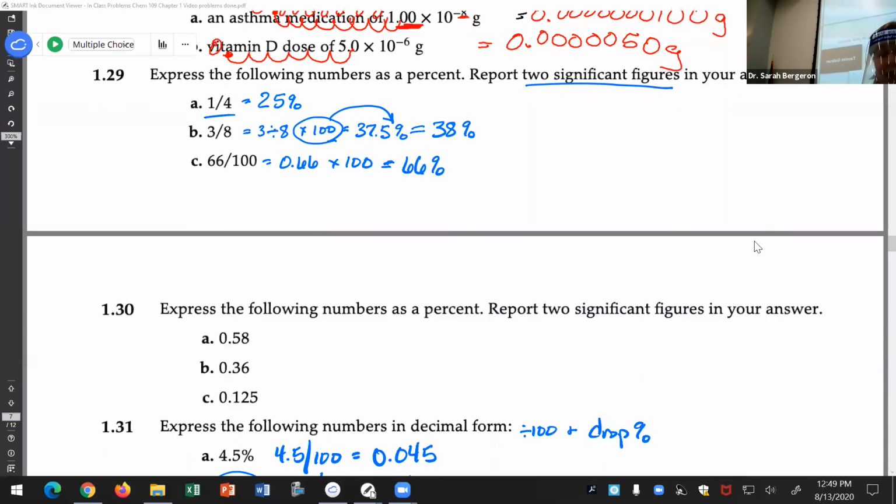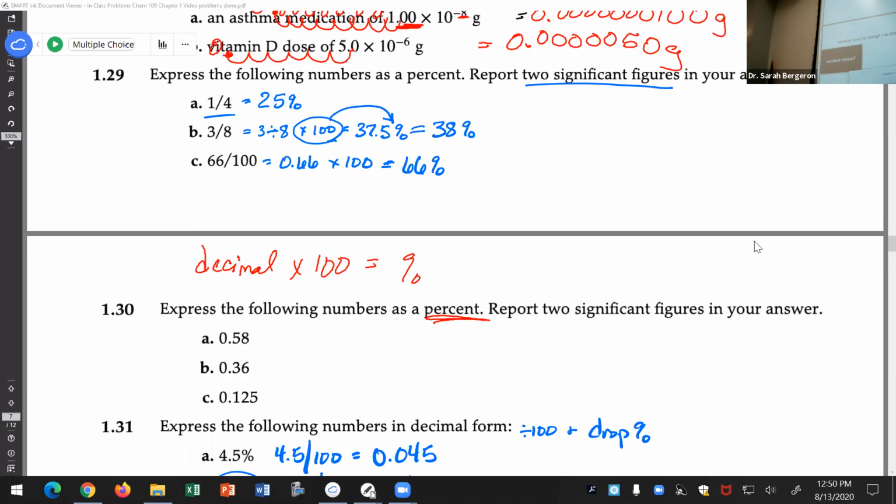Okay. All right. Next one is to express the following numbers as a percent. And typically when you're asked for percents, we'll always tell you how many significant figures to give your answer to, because sometimes with percents, it can be a little sketchy as to how many you should have. But how do we convert a decimal to a percent? What do we do? It's really easy. Multiply by 100 and you get the percent.